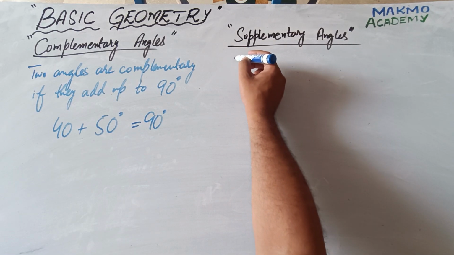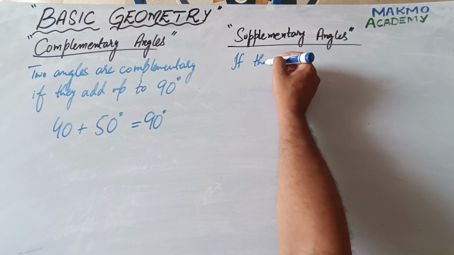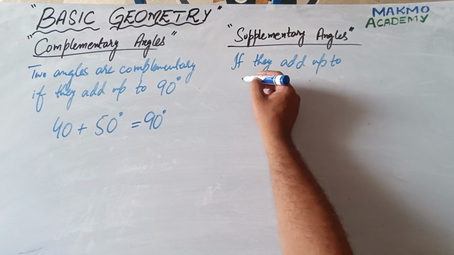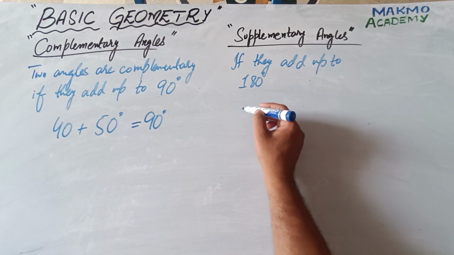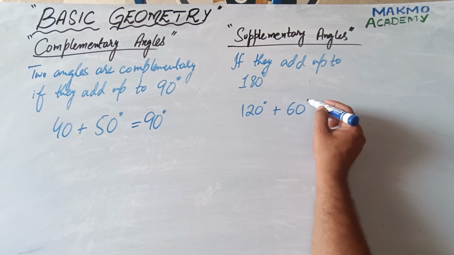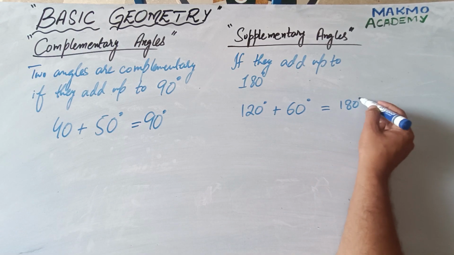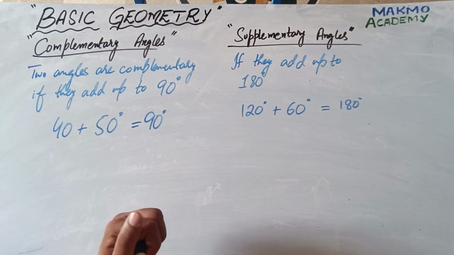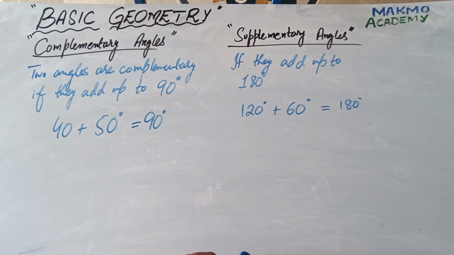And two angles are supplementary if they add up to 180 degrees. It means if the sum of two angles is equal to 180 degrees, then they are supplementary with each other. So this is the basic concept of complementary angle and supplementary angle.